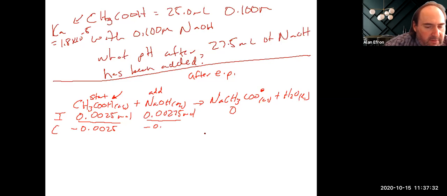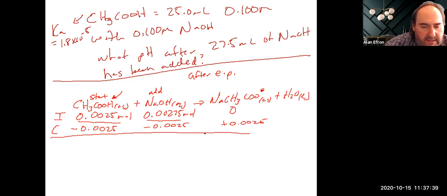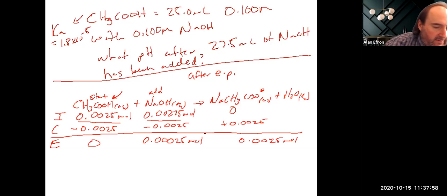So it would be minus 0.0025 and plus 0.0025. That means when we reach equilibrium, we have nothing of the acetic acid left. We have 0.00025 moles of sodium hydroxide and 0.0025 moles of our sodium acetate left over. Any questions on the ICE table up to that point?